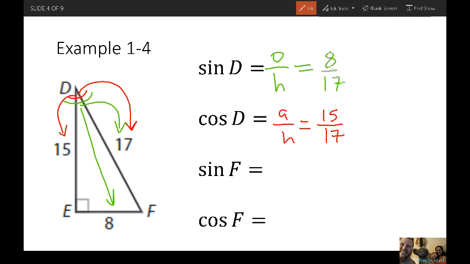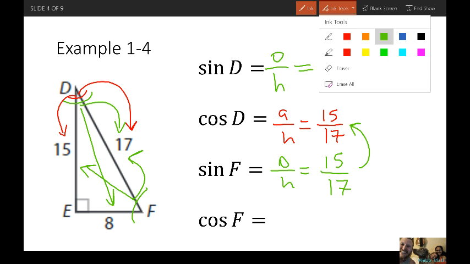Okay, so if I go to sine F, I go to my angle. Sine again is opposite over hypotenuse. So notice it really depends on what angle you're starting from. Okay, so sine of F is 15 over 17. Which is interesting, because didn't we get that for cosine of angle D? And we're going to talk about complementary angles because of this situation.